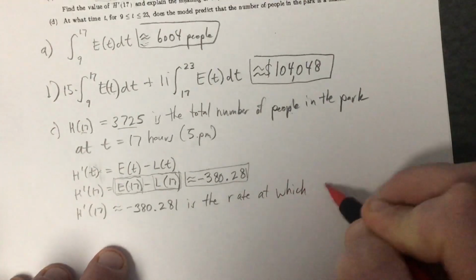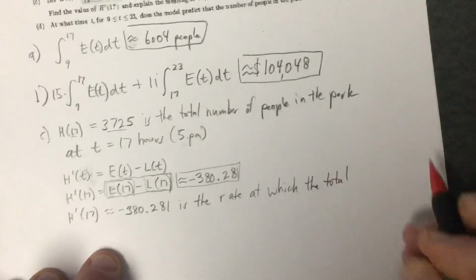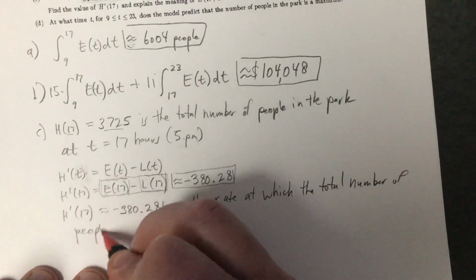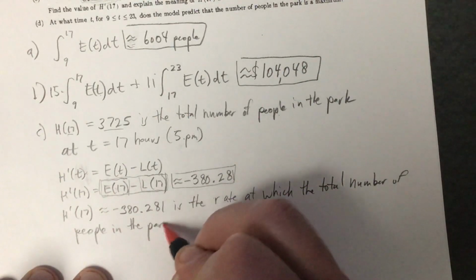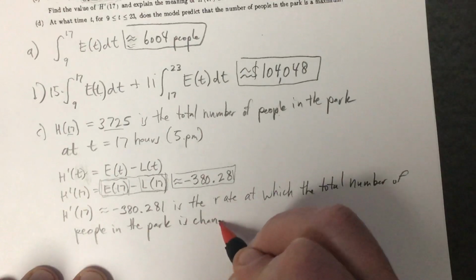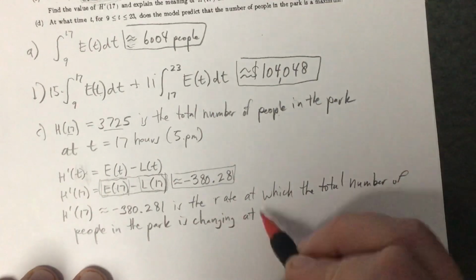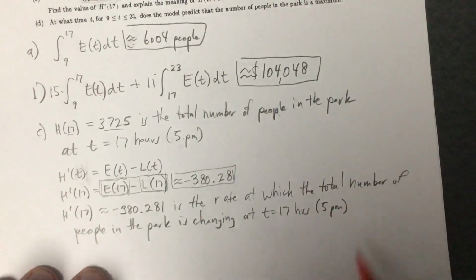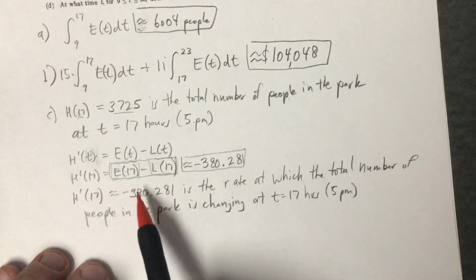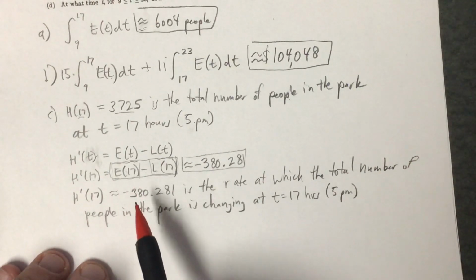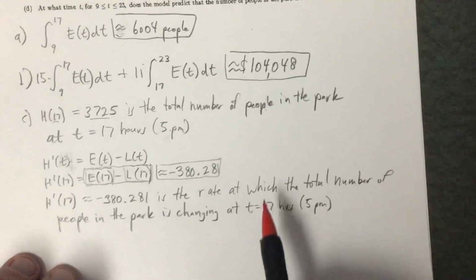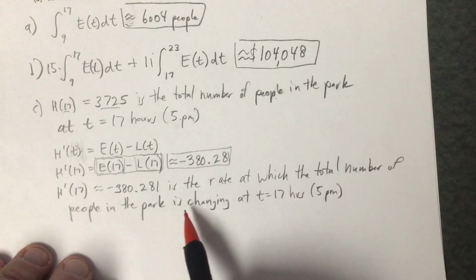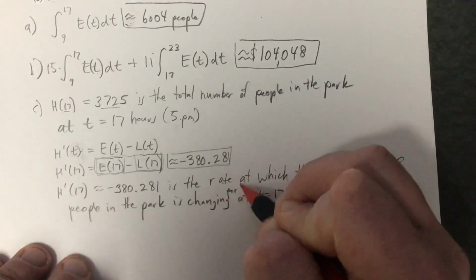at which the total number of people in the park is changing at t equals 17 hours, which is 5 p.m. So at 5 o'clock, the park is decreasing by 380 people per hour. So I should say, is the rate at which number of people in the park is changing, per hour, to have a label here.